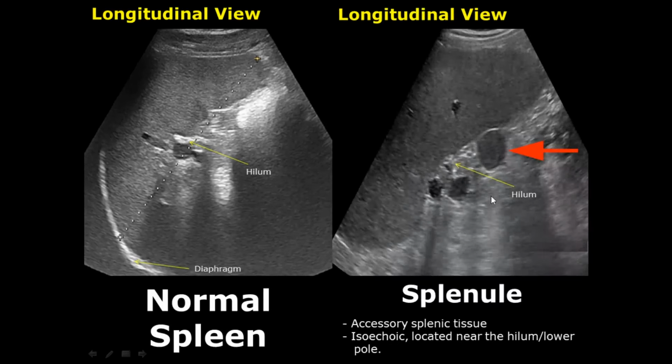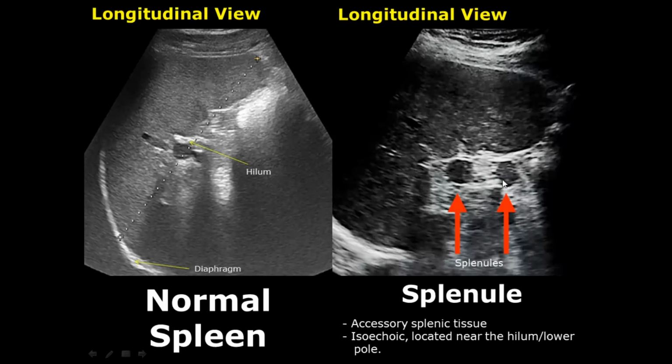The splenule, also known as accessory splenic tissue, can be found in the hilar region or even at the lower pole of the spleen. It is not a pathology. It can occur in some patients and it will have an isoechoic appearance, similar to the spleen. And on Doppler, it can have blood supply which can be noted.